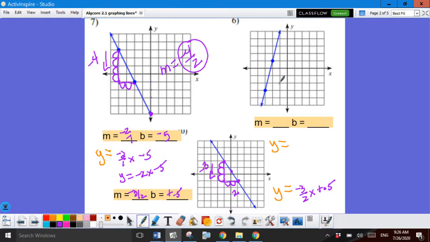Okay, now this one, I can't really see where the b is. But if I extend this up and I'm going to estimate, so 1, 2, 3, 4, 5, 6, maybe 7, maybe 8. I'm going to go ahead and call that an 8 because I don't really know. But I do know that my slope is positive. 1, 2, 3, 4. So I'm going up 4 and right 1. So positive 4 over 1. So y equals 4 over 1x plus 8, or y equals 4x plus 8. Either way. And remember, that is an estimate, because I don't have an exact.